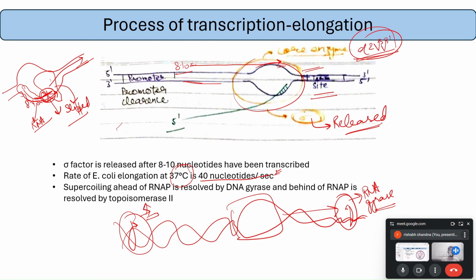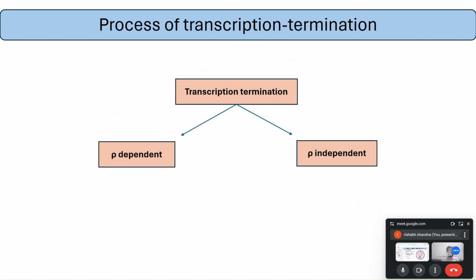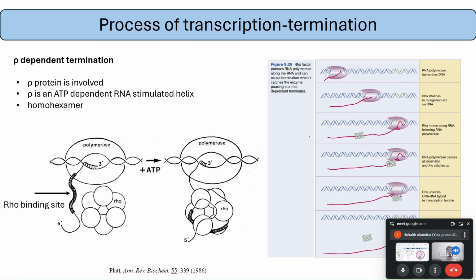So this was the process of elongation of the transcription, and then we come to the termination step of transcription. It is basically dependent upon a protein called rho protein. If a rho protein is involved, it is called rho dependent. If rho protein is not involved, it is called rho independent. So in case of rho dependent transcription, a rho protein is involved.